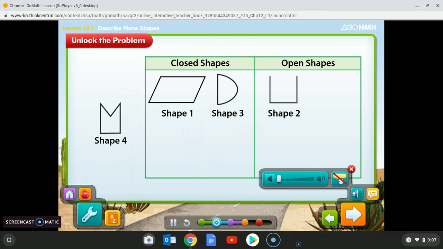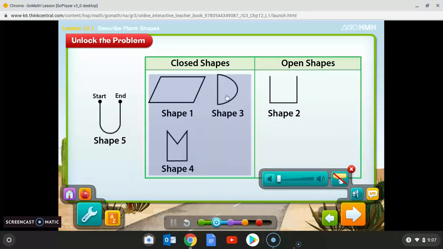Let's do another example. If we take this shape right here, which kind of looks like a crown, we would start here. We would trace the sides. Is this open or closed? Well, the start and end point are together, which means this shape is closed. Does that make sense to you? Closed shapes do not have any openings.